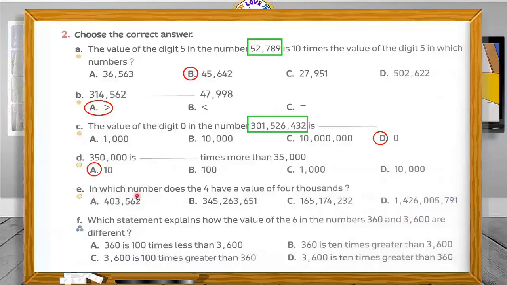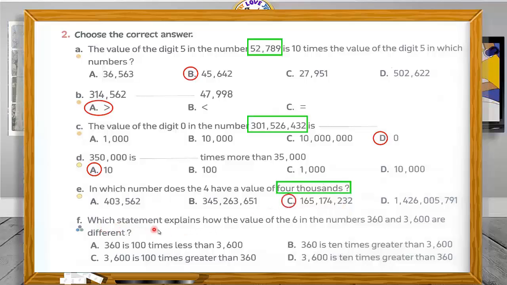We have numbers down. He asks you, in which number does the 4 have a value of 4,000? Where is 4,000? And here 4, in which place? 4 in 10 million, and here 4 in 1,000. He tells you 4,000. 4,000 is here. C.